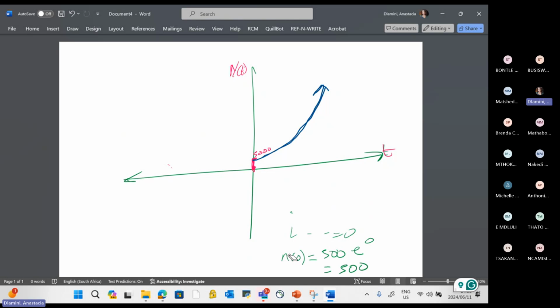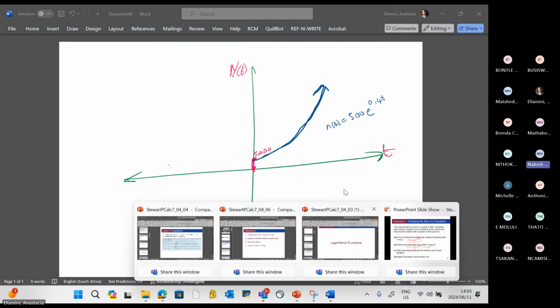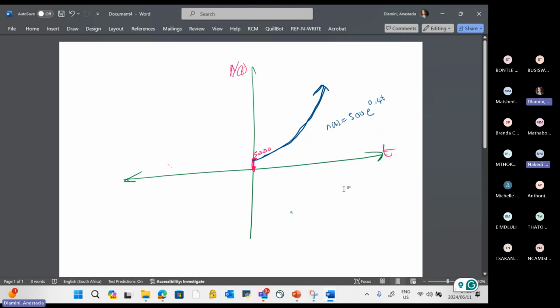And that's our graph. Does it make sense or not? Yes, ma'am, it does. Ma'am, can I ask, does this mean our graph is always going to lie in the first quadrant?